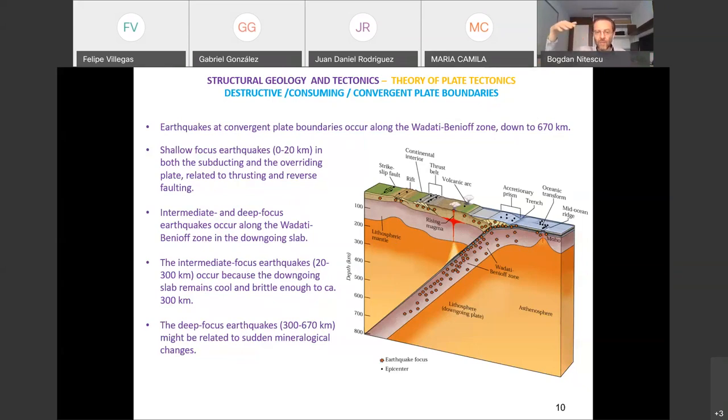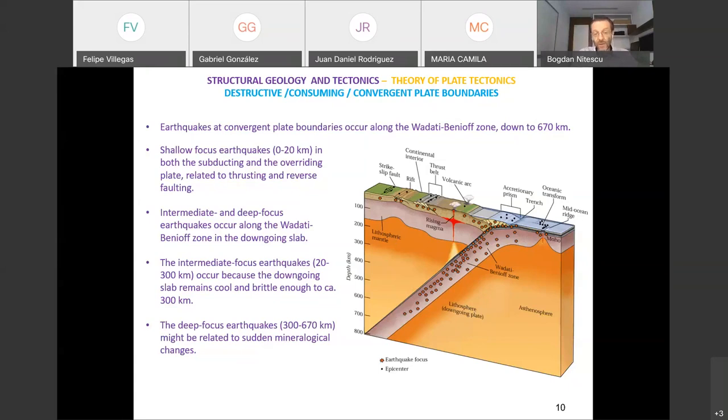It is cold, so basically, it's still brittle down to about 300 kilometers. Now, beyond that, when it's hot enough, you may wonder, why would we have brittle failure? It is believed that what happens is you might have sudden mineralogical changes that could trigger this. Of course, the deeper we go in the earth, the more difficult it is to understand the physics of what's happening, because we cannot get there. But I think here this is the case.